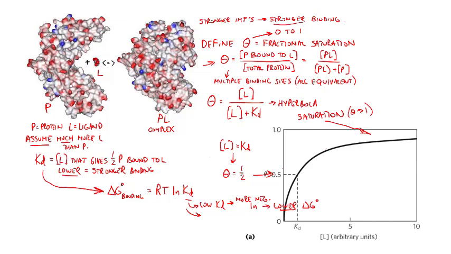Once again, everything that we've done on this slide assumes two things. We are assuming, first of all, that our ligand concentration is much greater than our protein concentration. And secondly, we are assuming that we have only 1-to-1 binding, or we have multiple equivalent binding sites.